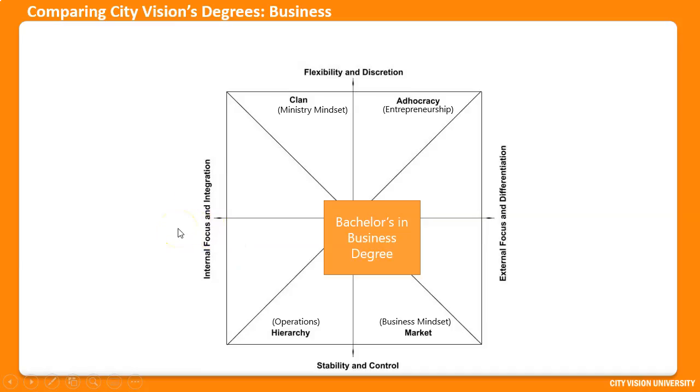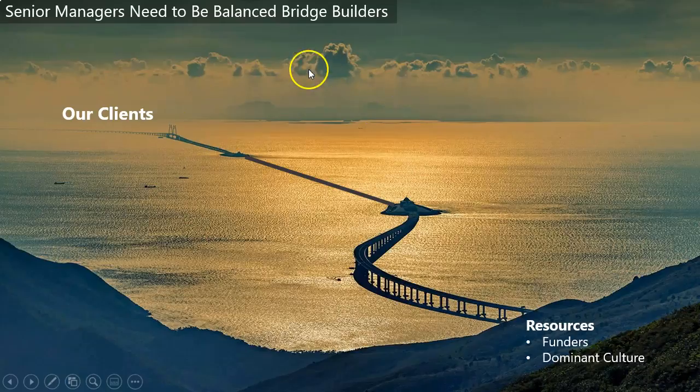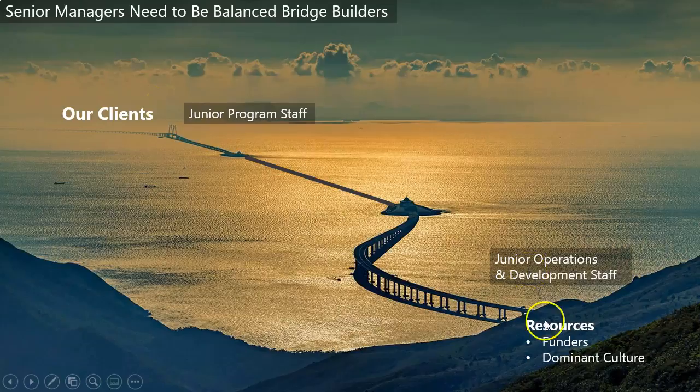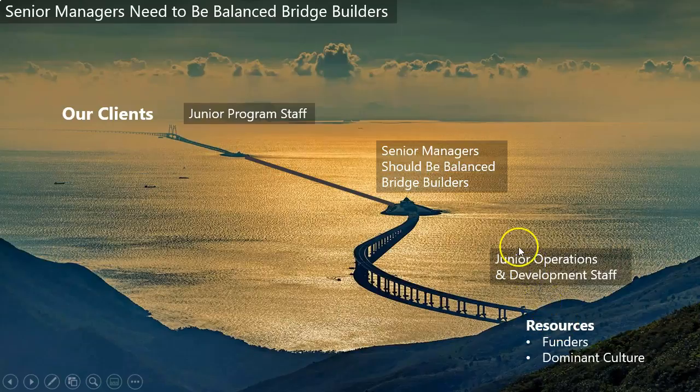But part of what we're trying to do is create bridge builders. So senior managers need to be balanced bridge builders. Often you're going to be working either close to the clients or close to those with resources, and you're going to be primarily serving one or the other. Even if you're in accounting, often you're providing accountability for those who are providing the resources. So what we're trying to do is help, you have junior program staff that are very close to clients, and you have junior operations and development staff that are very close to resources. But if you want to be a senior manager in a nonprofit, then you need to learn to be a balanced bridge builder, to learn to operate in all 4 quadrants, even if you have your primary quadrant still.